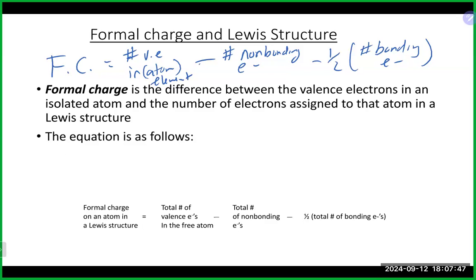All right, so let's take a look at one and see how we calculate it. For example, if we take ozone, it looks something like this. There are basically 3 oxygens. We could calculate the formal charge on each of these oxygens. So we'll start with the double bonded oxygen.